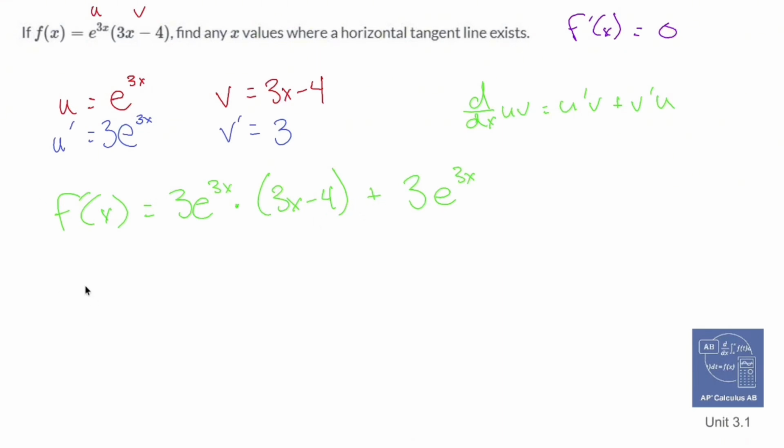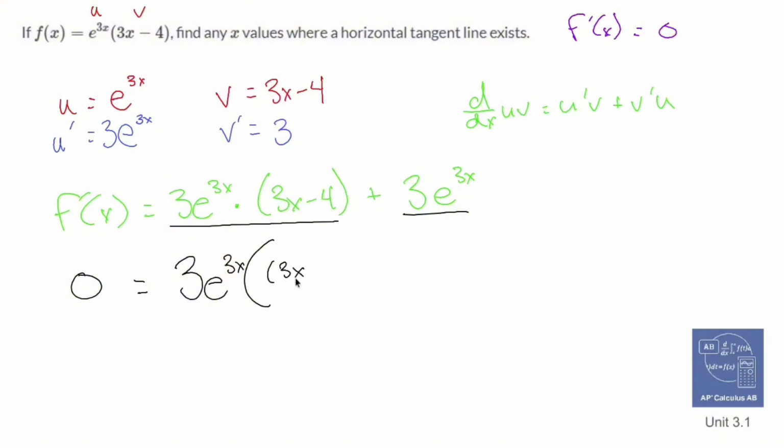All right, I need to now set this equal to 0. I have two terms here, and in both of these, I have 3 e to the 3x in common. So I'm going to pull out 3 e to the 3x out of both of them. When I do that, I am left with 3x minus 4. And since for this one I completely pulled the 3 e to the 3x out of the whole thing, plus 1. So that's going to equal 3 e to the 3x times 3x minus 4 plus 1. That parentheses is useless. Minus 4 plus 1 is minus 3.